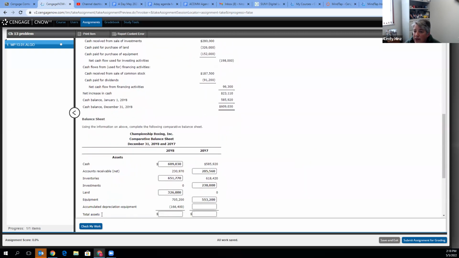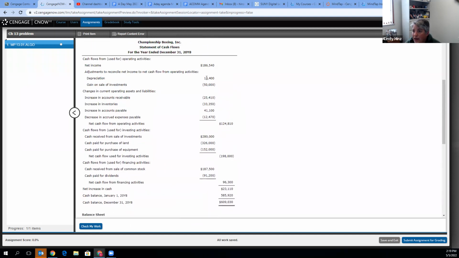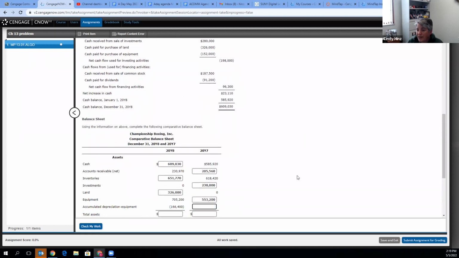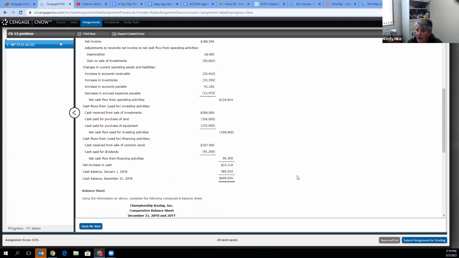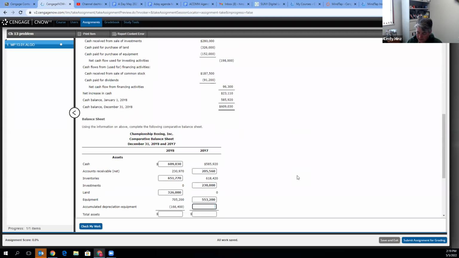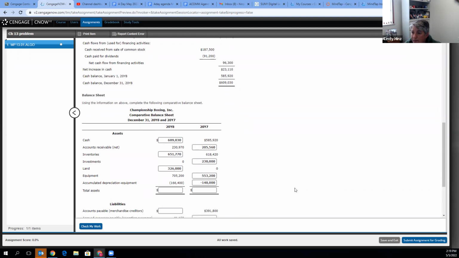So when we look at the accumulated depreciation account, we know that the only thing that happened in that account this year is that we added $18,400 worth of new depreciation. So to get back to the beginning balance, we have to subtract that $18,400. And I'm showing that as a negative because accumulated depreciation is a contra asset, it offsets or reduces our total assets.